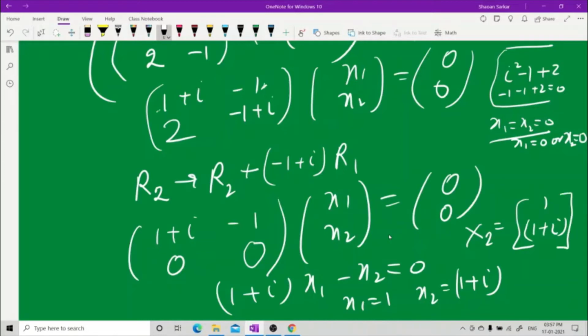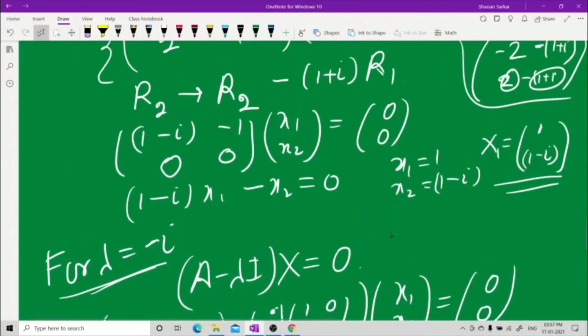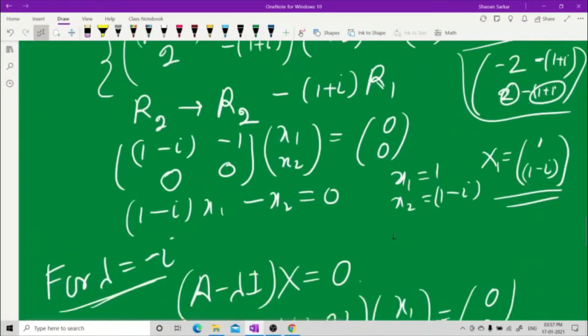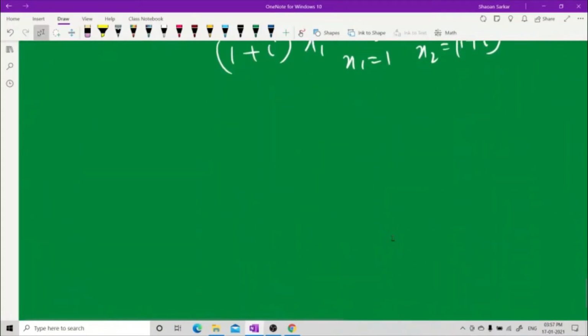So I got two eigenvectors for the system. I did this complex one for you guys. I did two complex problems so that you get complex eigenvectors and eigenvalues. Now see the cases.